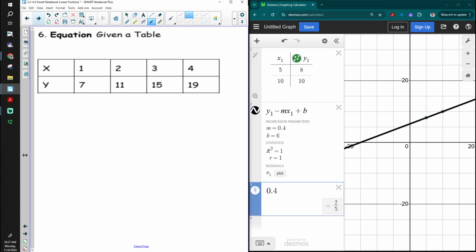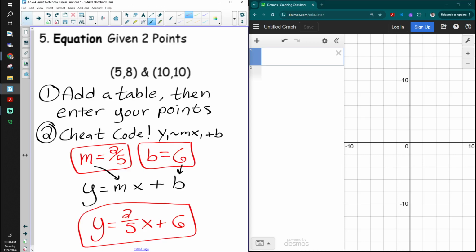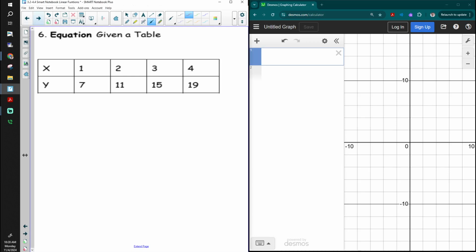Number 6. We'll delete out Desmos. Equation given a table. We're going to write our equation. We're given a table. Is this going to be any different from the points? What's the only difference between a table versus being given 2 points? So this problem and this problem are essentially the same, right? The only difference is you're given more than 2 points. You just got to pick 2.